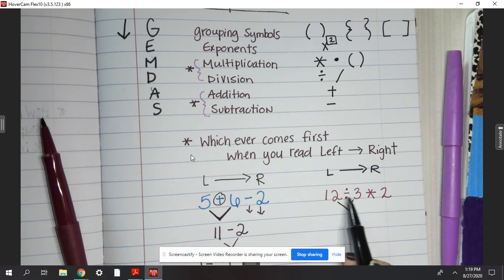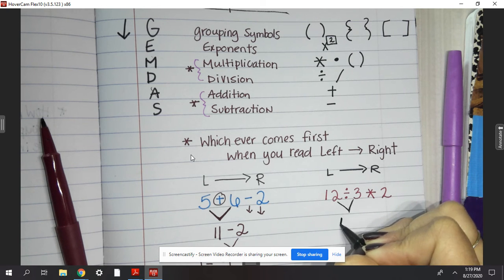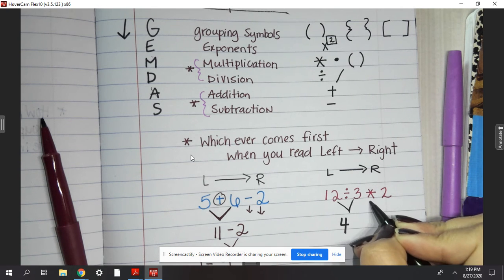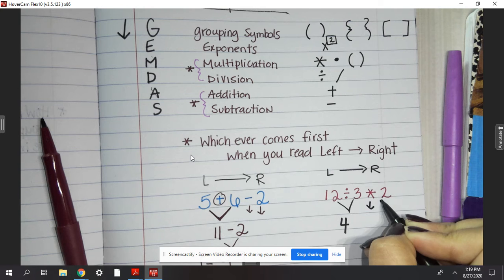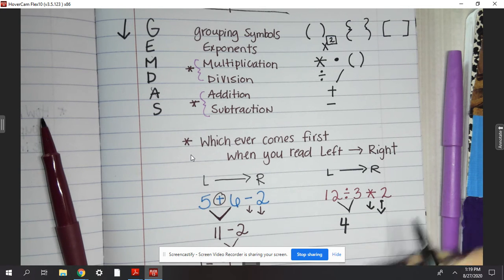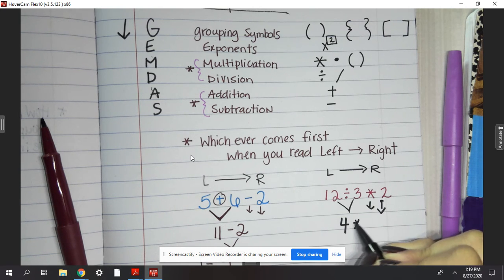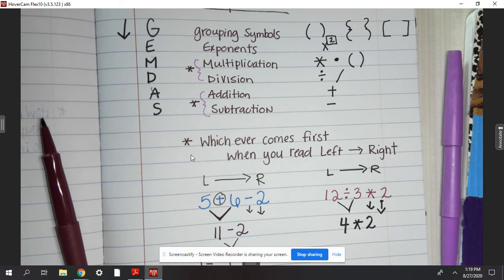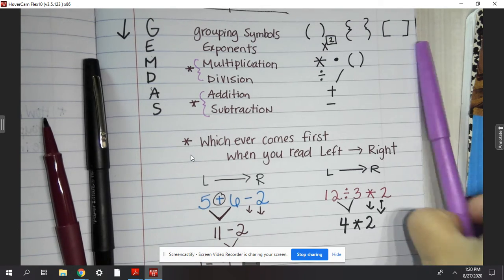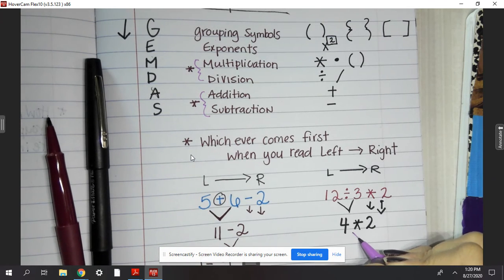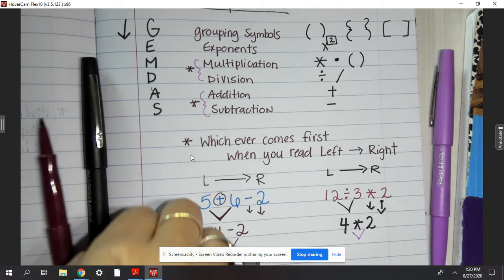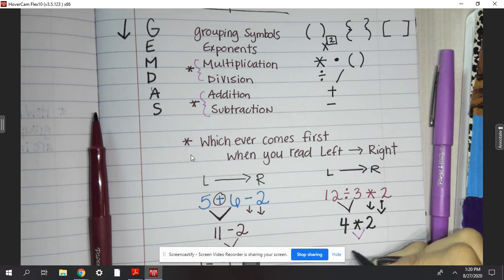So 12 divided by 3, right? That's the same as how many groups of 3 are in 12. That is 4. Then I'm going to bring down the rest that I didn't use. I didn't use the times 2. Now I can solve that. What is 4 times 2? 4 times 2 is 8. And that's it.